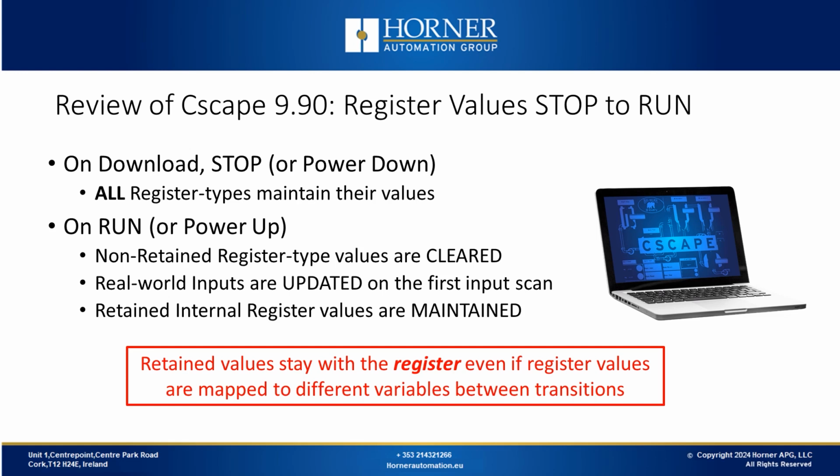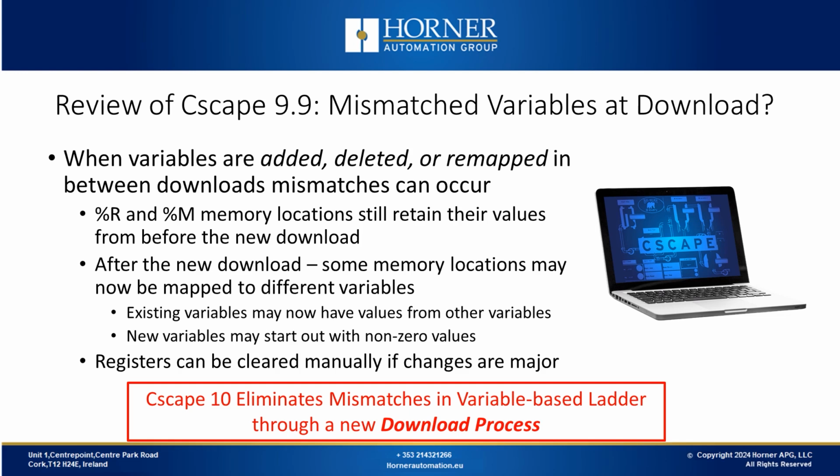With Cscape 9, the value of a variable on run mode or during power-up is dependent on the register location it is mapped to at the time. With Cscape 9, this means if variables are added, deleted, or remapped in between downloads, then variables can accidentally be mapped to different register locations after a download. For variables mapped to retentive registers, this means that mismatches can happen.